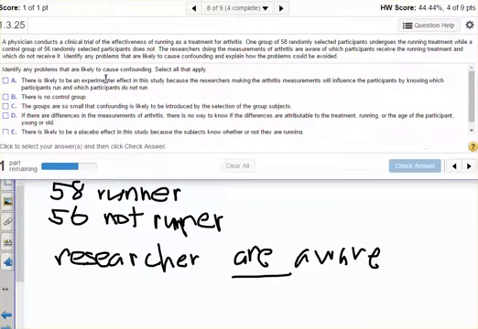And then it says to identify any problems that are likely to confound and explain how the problems could be avoided, okay? This word confound is an important one. So let's read our choices first, okay? Identify any problems that are likely to cause confounding.